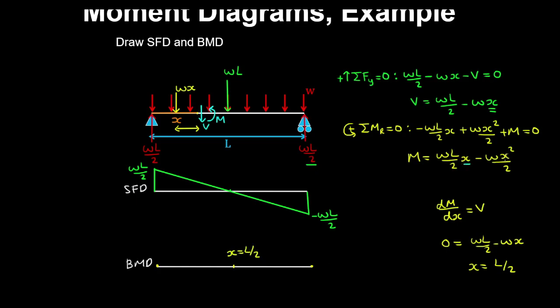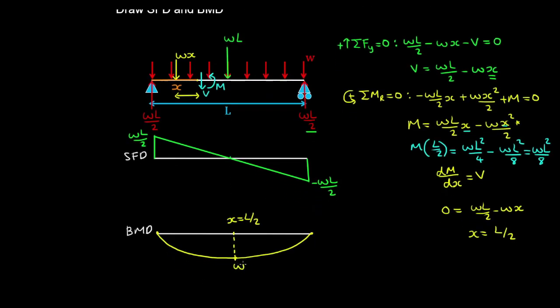So if we substitute x equals L on 2 for the bending moment, we obtain M of L on 2 is equal to WL on 2 by L on 2, which is WL squared on 4, minus WL squared on 8. And therefore, the maximum bending moment is WL squared on 8 and occurs at midspan. And because of the x squared term, the distribution of the bending moment is parabolic. So it looks something like this, with a maximum of WL squared on 8.